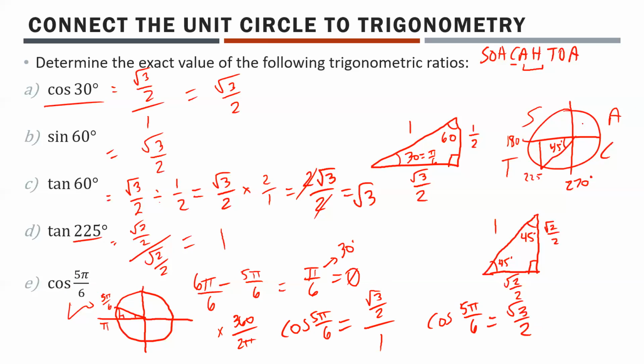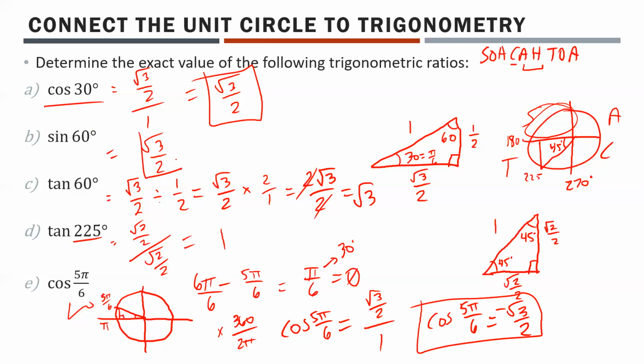But let's just watch our CAST rule. Notice we would be in the sine quadrant, so this really needs to be negative √3/2. That was a very messy slide. I apologize, but hopefully you can follow. Cosine 30 was this, sine 60 was this, tan 60 was this, and tan 225 was this.